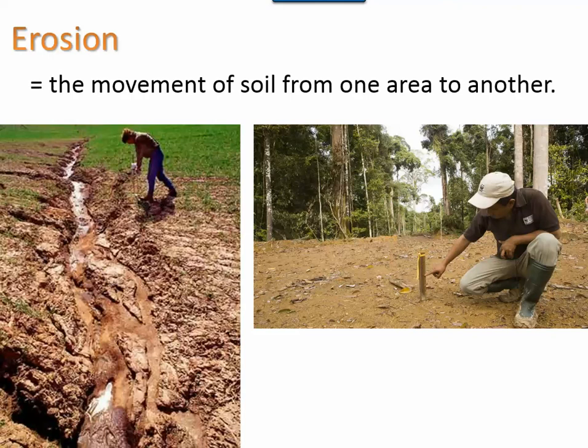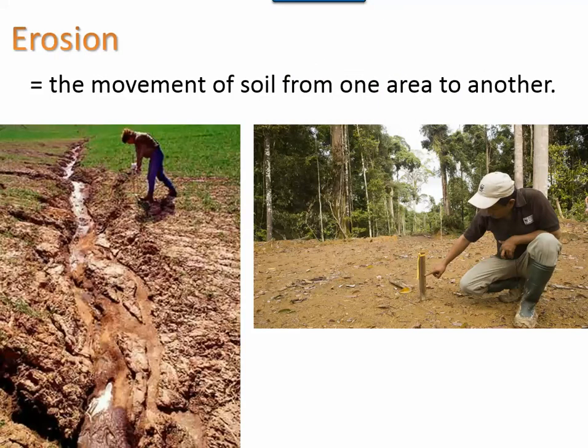Once rock is broken up and we have soil, we have another process that can occur, which is erosion, which is the movement of soil from one area to another. So if you have soil in an area, it could be because of weathering of rock to produce the soil there, or it could be because erosion brought soil from somewhere else to that area.